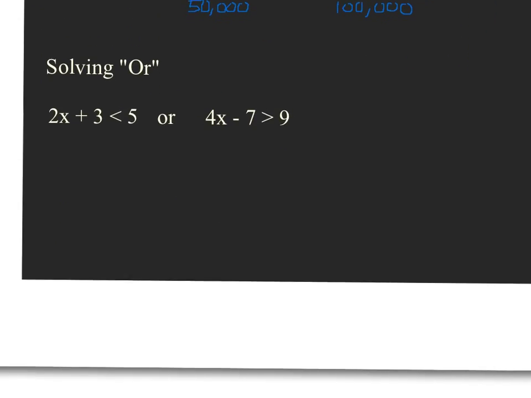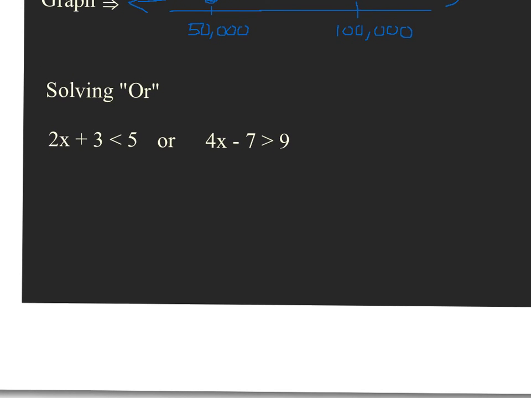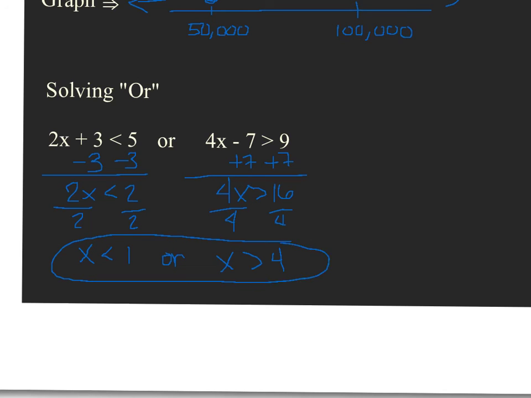Now if we look at solving this, all I have to do is solve each one separately and graph. So I get rid of the 3 on both sides, 2x is less than 2, divide by 2 on both sides, x is less than 1. Over here I add 7 to both sides, 4x is greater than 16, divide by 4 on both sides, x is greater than 4. Now remember what I said, it's really important we include that word "or" in there as part of our answer. So here's part of it.